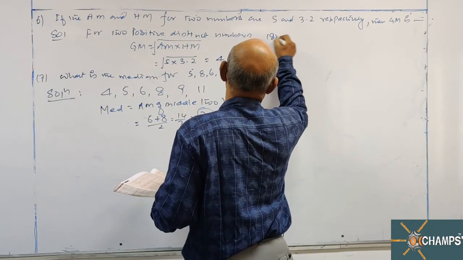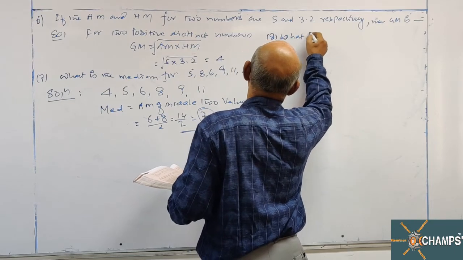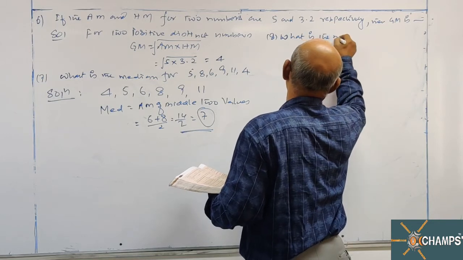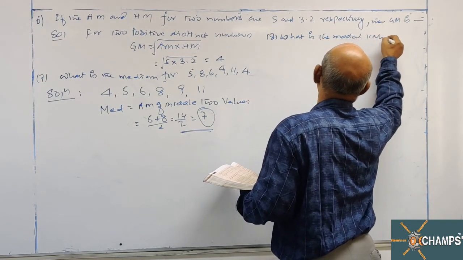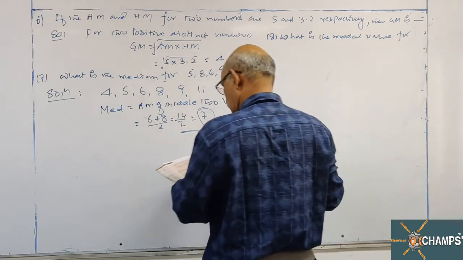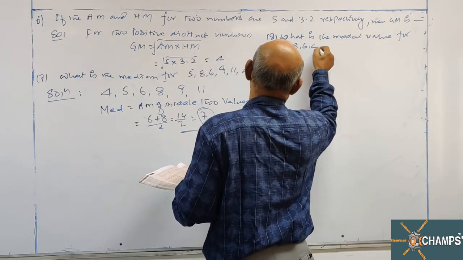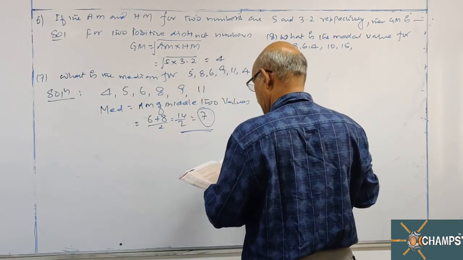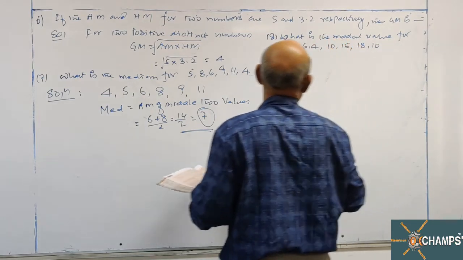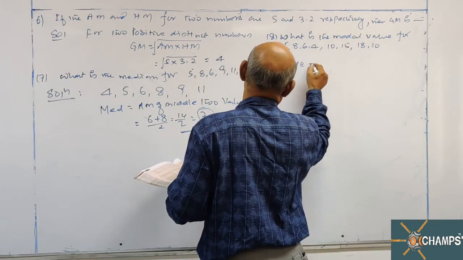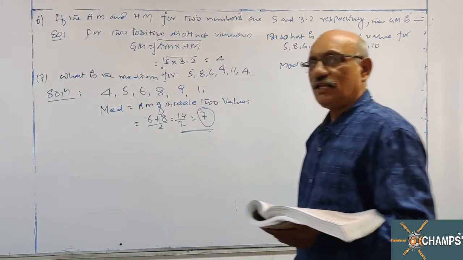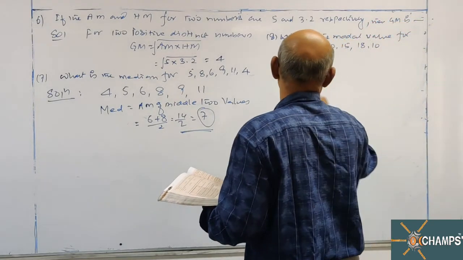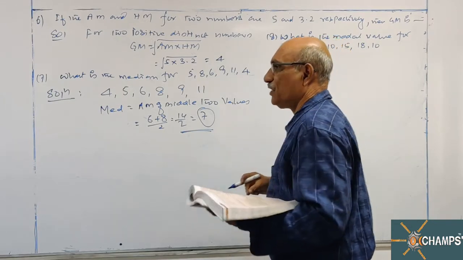Next, what is the modal value for 5, 8, 6, 4, 10, 15, 18, 10? Mode means the value of the variable which is repeated for the maximum number of times. So 10 is repeated the maximum number of times, mode is equal to 10.